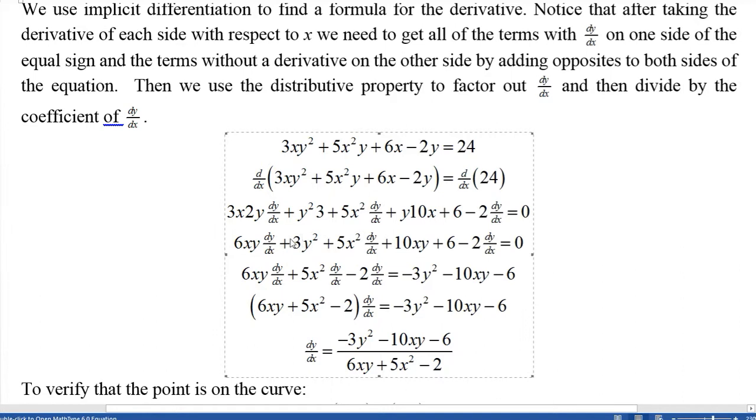So the 3y squared doesn't have a dy over dx. So subtract 3y squared from the left side, it disappears. But of course you have to subtract 3y squared from the right side to keep that balanced. That one's just all right like it is. So is this one. And then we have the plus 10xy. We're going to get rid of it by adding a negative 10xy to both sides, which puts a negative 10xy on the right, gets rid of that term on the left. We're going to add a negative 6 to the left, which is going to get rid of that. It's going to add a negative 6 over here.